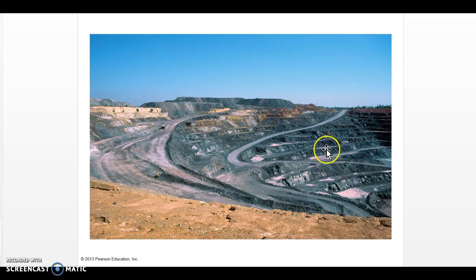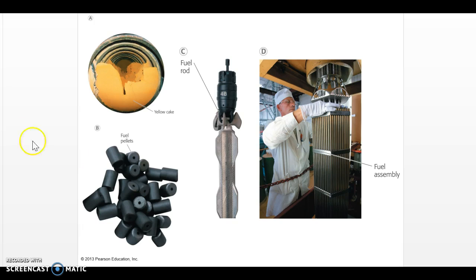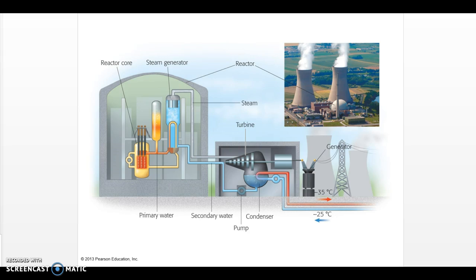This is just showing you an open mine that extracts it. This is showing you the yellow cake, which is made into these fuel pellets. They're put into these rods. This is how the fuel assembly happens, made into these reactor cores. What happens is these reactor cores are here, and water actually has to constantly cool these reactor rods. This is what causes those meltdowns.